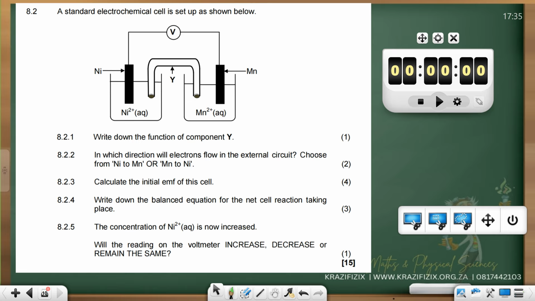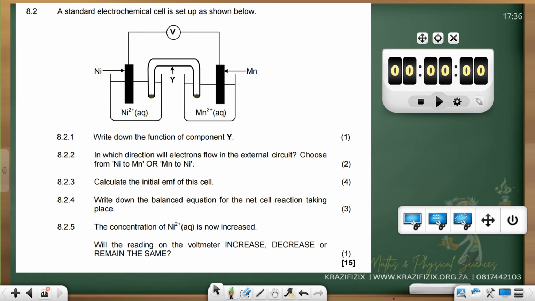Okay guys, let's mark this as quickly as possible. We don't want to waste time on this. I think we answered 8.2.1 already. Write down the function of component Y. We gave you 2. What is component Y in itself? Y is a salt bridge, and we have 2 functions. Next, in which direction will electrons flow? We use the table here.